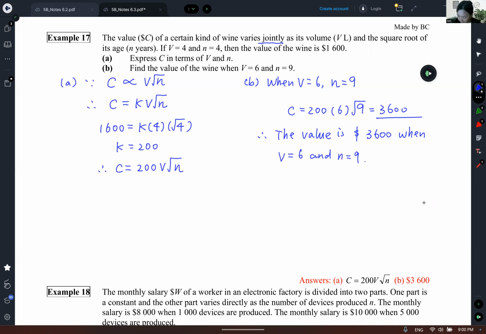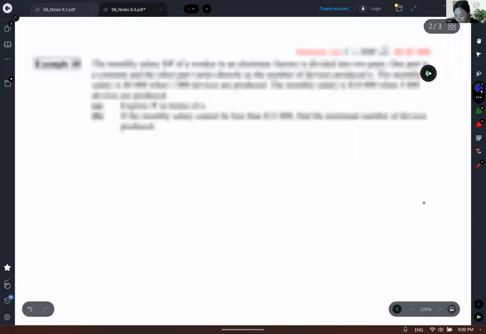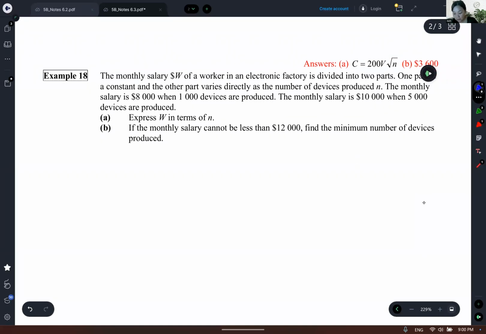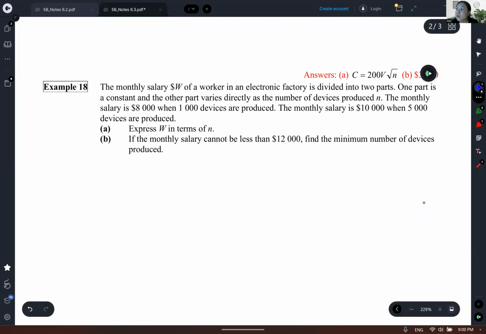Example 18. Example 18, and I'm hoping that we have a partial variation. I think we do. The monthly salary of a worker in an electronic factory is divided into 2 parts, and one part is a constant, the other part varies directly as the number of devices produced. The monthly salary is $8,000 when 1,000 devices are produced, and monthly salary is $10,000 when 5,000 devices are produced. Can we express W in terms of n?